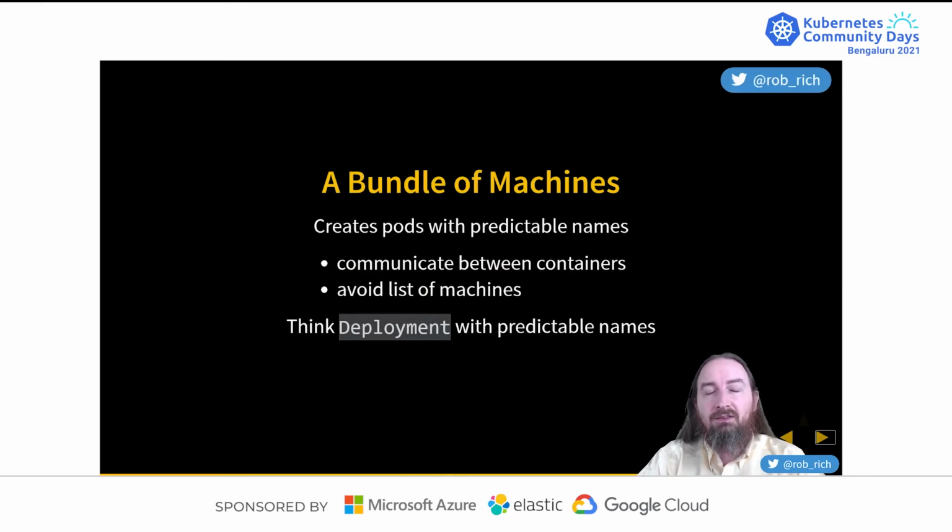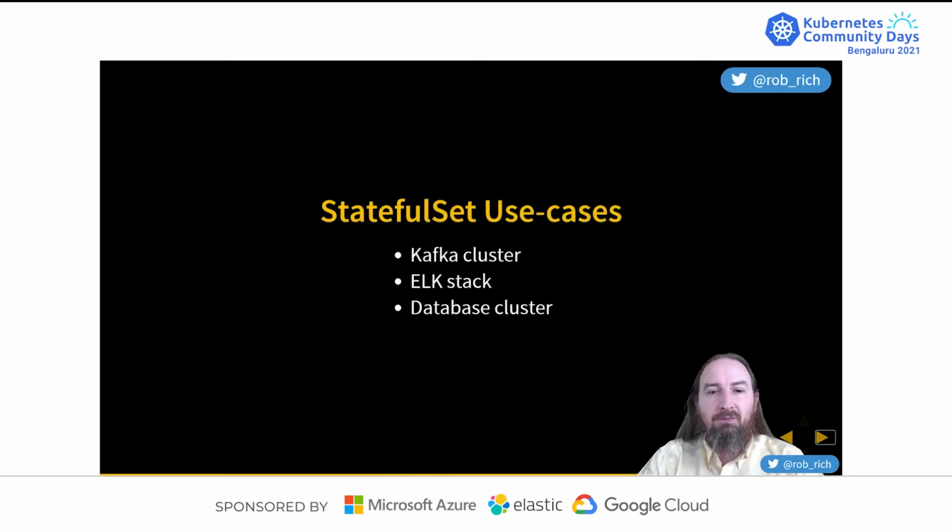A stateful set is a bundle of machines, and I'm misusing that term machine because they're pods, they're containers, but it creates those containers with predictable names. I can think of a deployment, but instead of getting randomly generated names, I get names that I can expect. So maybe I have a Kafka cluster or an Elk stack, or I need to create that mechanism where I have many machines, many pods running in concert that are able to sync data between them or discover each other and hold elections to find the correct one.